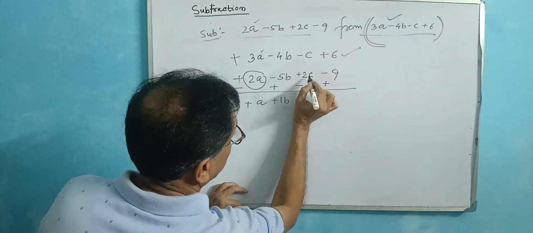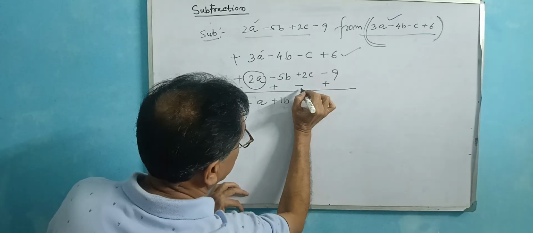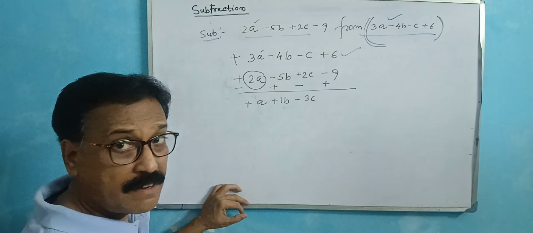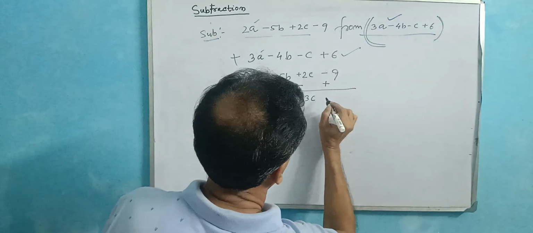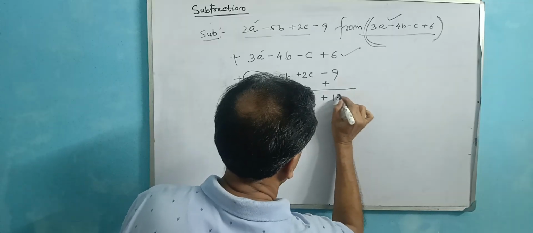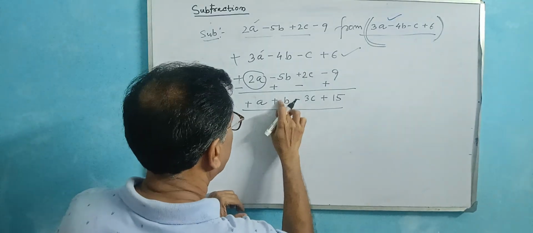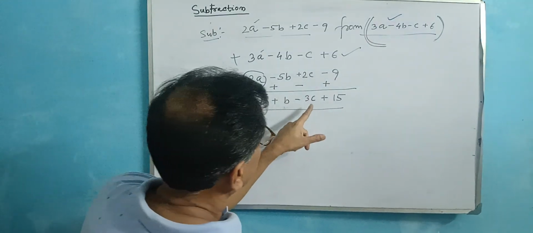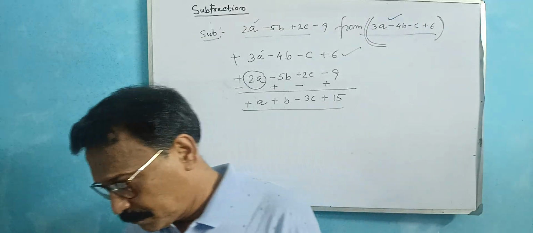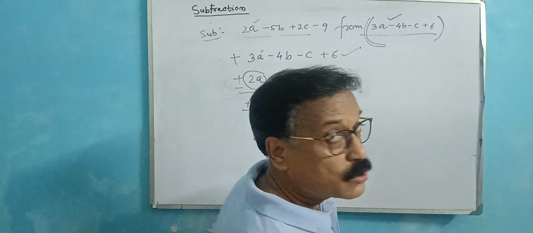Here is the same sign. 2c, what is the sign? Plus, not minus. So same sign. Here is minus, here is minus. Same sign, addition. 2c, 3c. Clear? 3c. And now the same sign, 15. Clear? So a plus b, here the 1 is not necessary. a plus b minus 3c plus 15. Okay, so this is the column process. Clear? In this way we solve the subtraction.